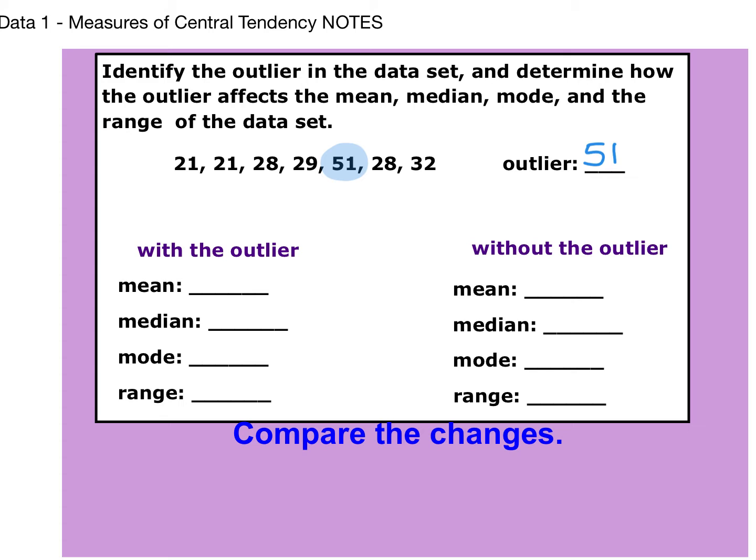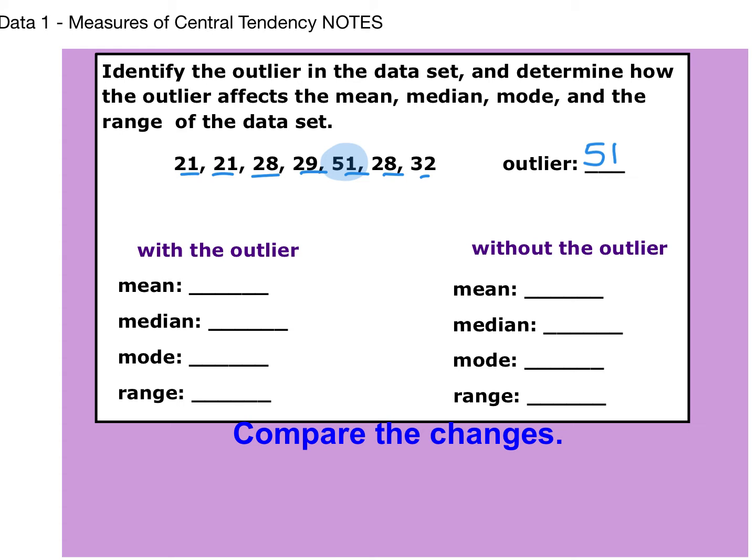So let's put that over there. We're going to now calculate the mean, median, mode, and range with the outlier and then take it out of the equation and calculate it without the outlier. It is part of the data, so we do need to include it, but we want to see how it affects it if we don't include it. So for the mean, here's how much work I need to see. You need to add up all of these numbers and then divide by 1, 2, 3, 4, 5, 6, 7. And you can absolutely use a calculator for this.